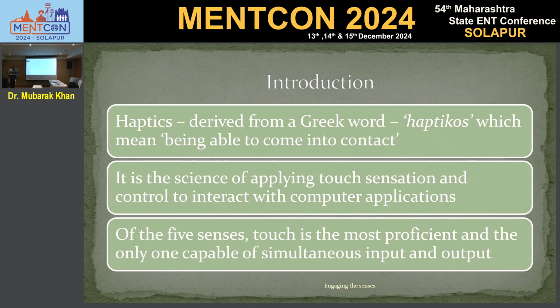So haptics is a word derived from the Greek haptikos, which means being able to come into contact. It is the science of applying touch sensation and control to interact with computer applications. Of the five senses, touch is the most proficient and the only one capable of simultaneous input and output.